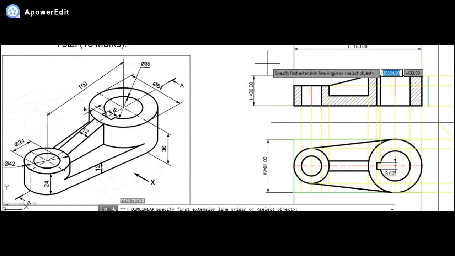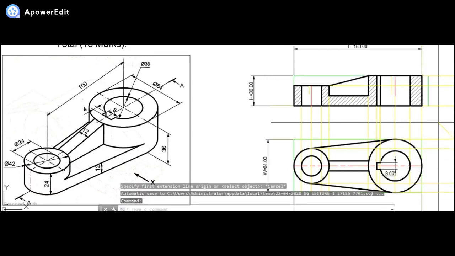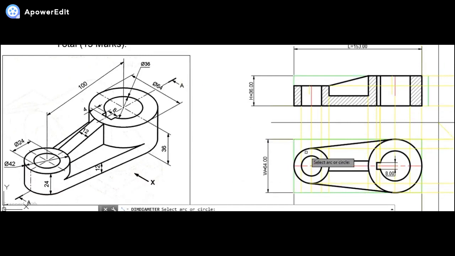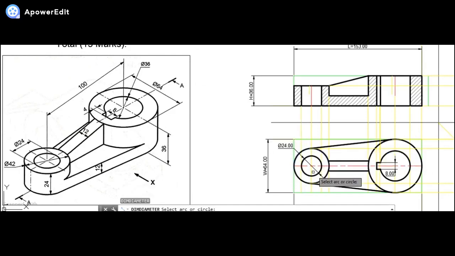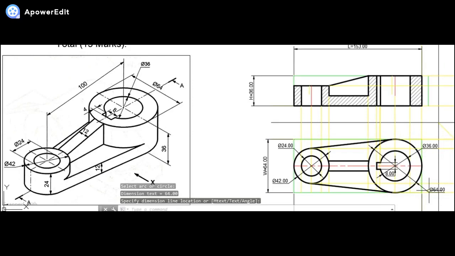This is 8 mm. Now we can show the concentric circles one by one. All the diameters will be shown to us. One will be over here, one will be over here, one will be over here, and the other one for this larger circle over here. Slot already we have shown it over here. Now if I say the linear dimension, it's like this.